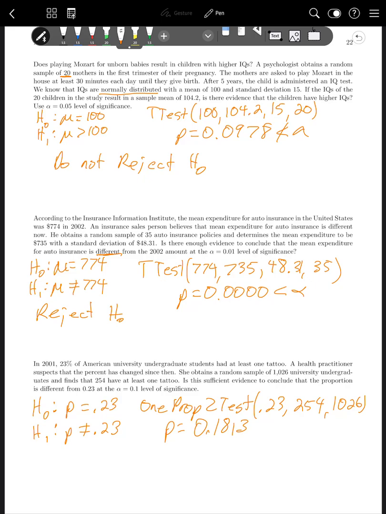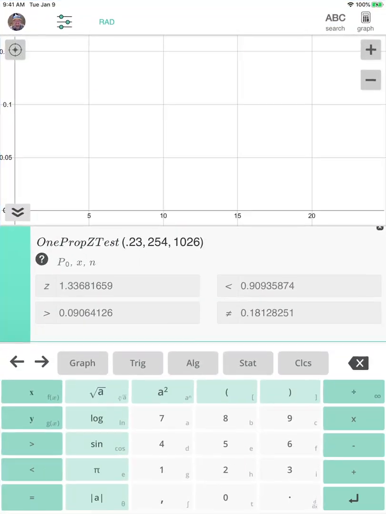Okay, and since we are doing it for not equal to, that is not less than alpha. So therefore, we do not reject H naught, and we say that there is not sufficient evidence at the alpha level to suggest that the percentage of university undergraduates who have at least one tattoo has changed. Okay, so that's the idea.